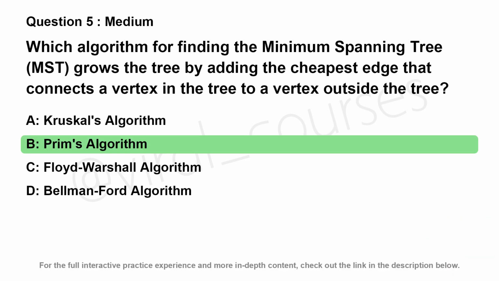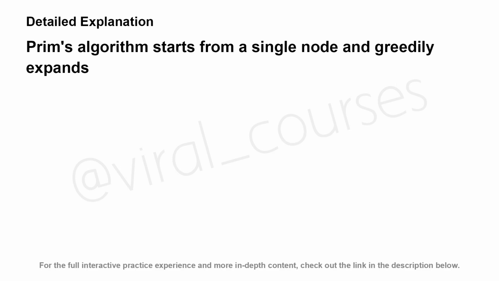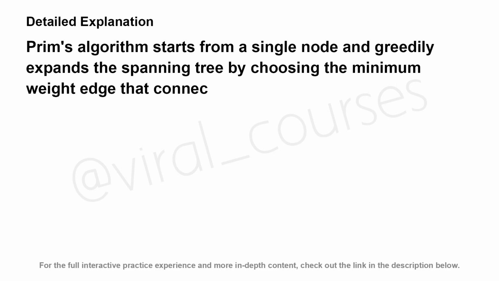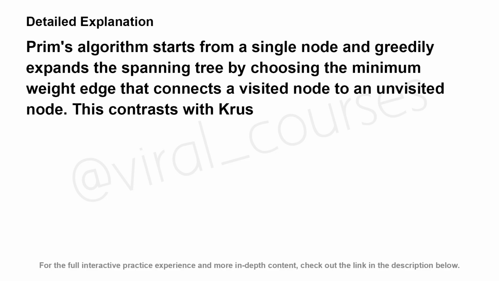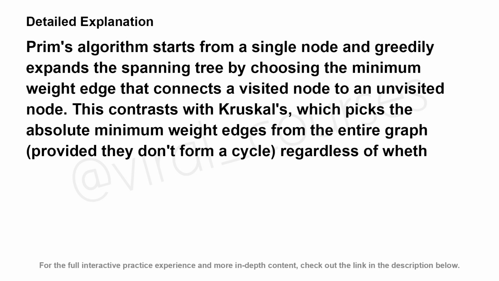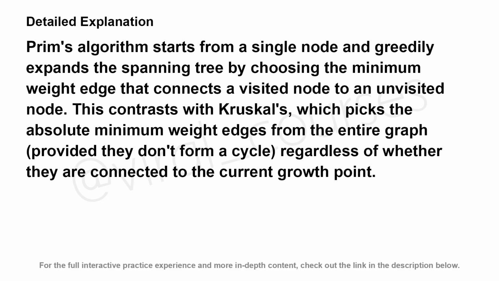The correct answer is B. Prim's algorithm starts from a single node and greedily expands the spanning tree by choosing the minimum weight edge that connects a visited node to an unvisited node. This contrasts with Kruskal's, which picks the absolute minimum weight edges from the entire graph, provided they don't form a cycle, regardless of whether they are connected to the current growth point.